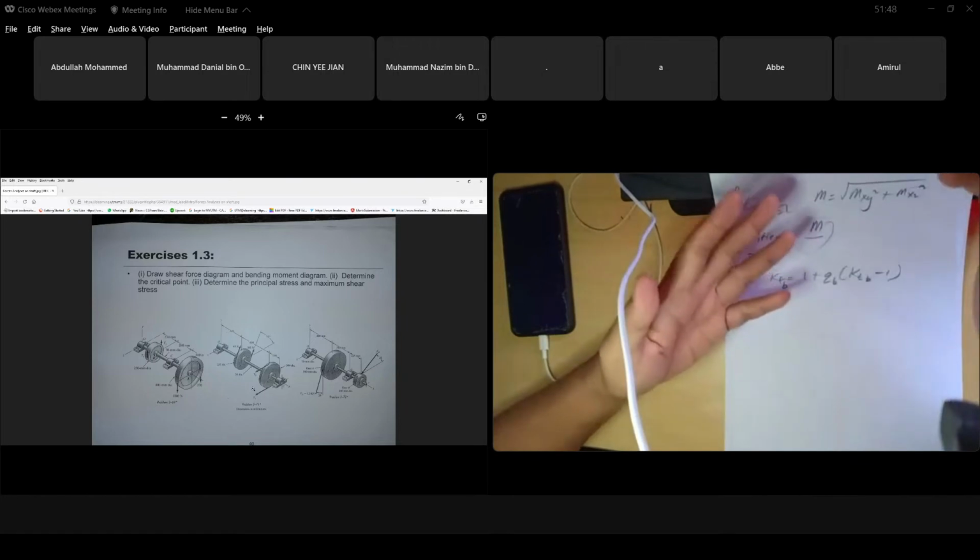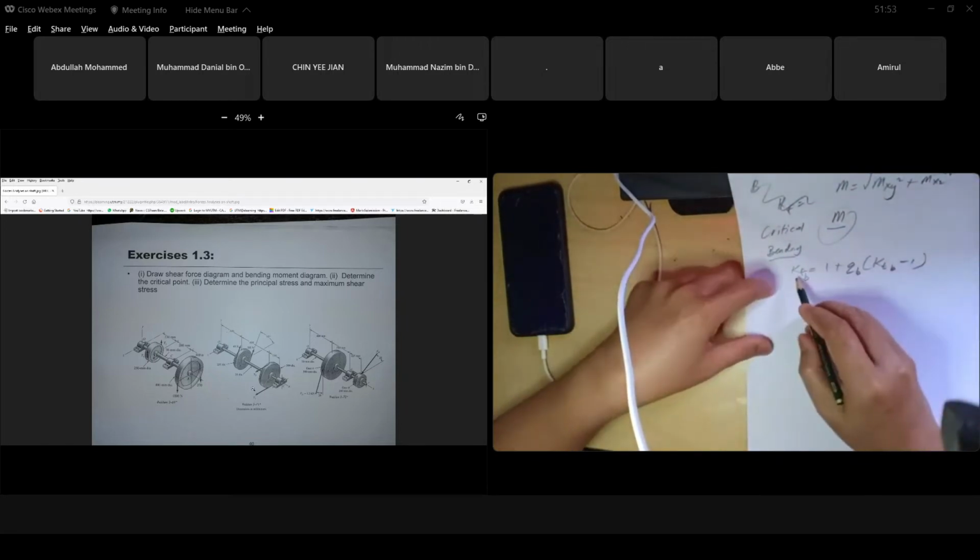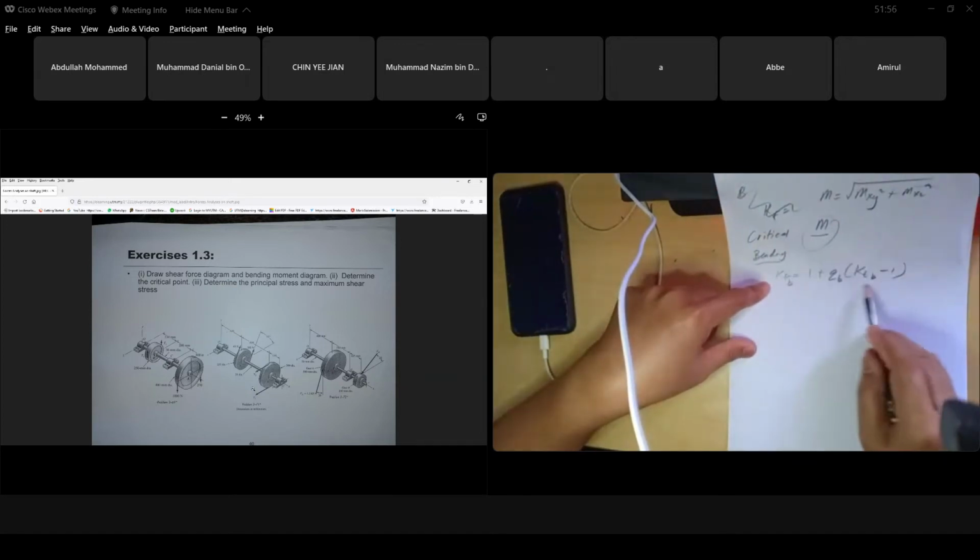Question sometimes, it's already given, so you don't need to find all these things. If not given, you have to use the equation. You have to go for the figure.